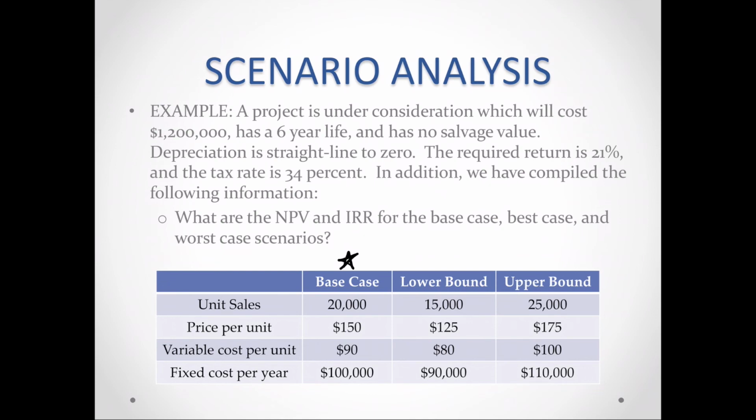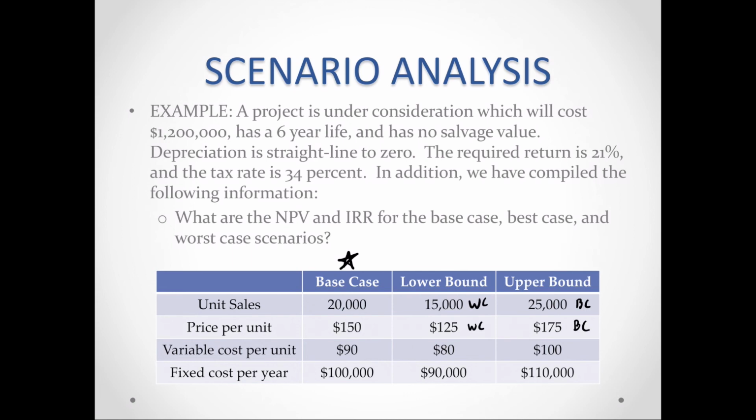Now what we do is we assign upper bounds and lower bounds on these particular inputs. So worst case scenario, we would sell 15,000 units. Best case scenario, we would sell 25,000 units. Worst case scenario, our price per unit would be $125. Best case scenario, our price per unit is $175. Now pay close attention here.